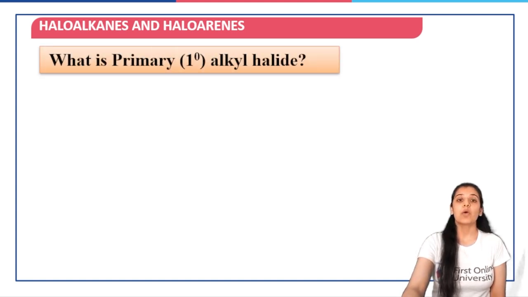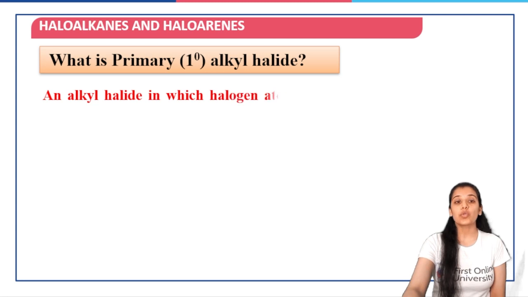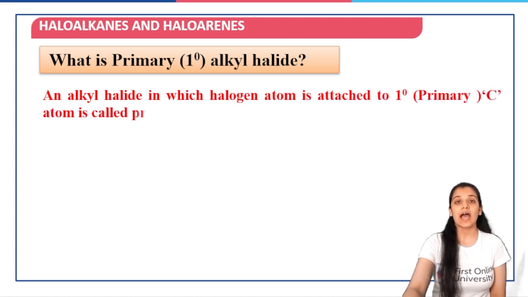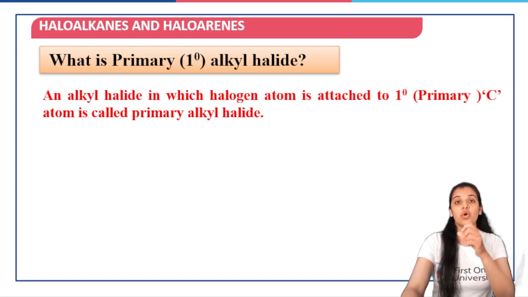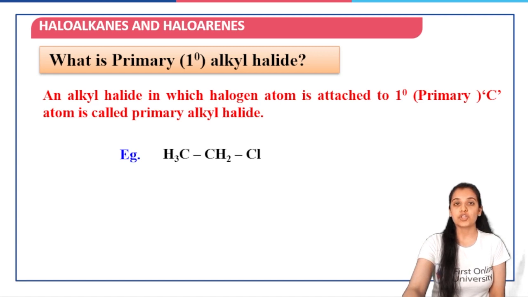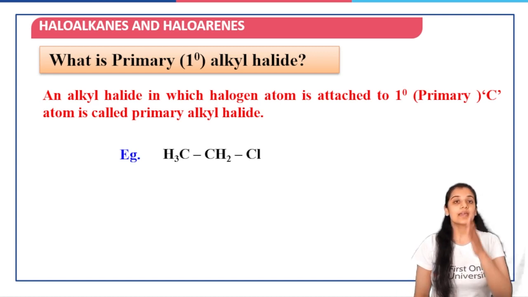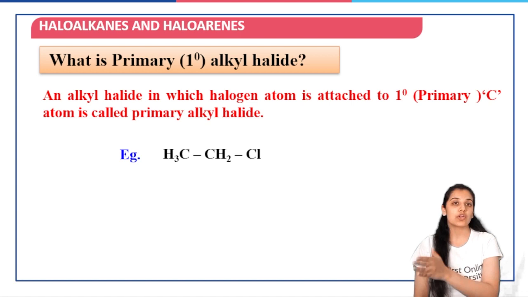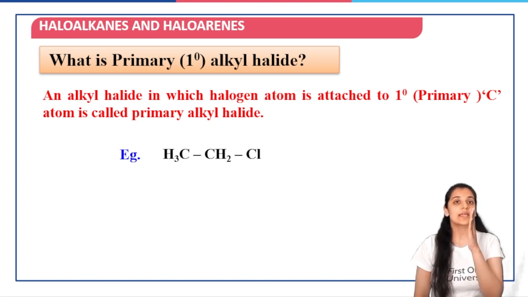Now, what is primary alkyl halide? The alkyl halide in which the halogen atom is attached to a primary carbon, that is the carbon which is attached to just one other carbon atom, is called the primary alkyl halide. For example, if we have CH3CH2Cl, the carbon atom to which the halogen is attached is known as the primary carbon.